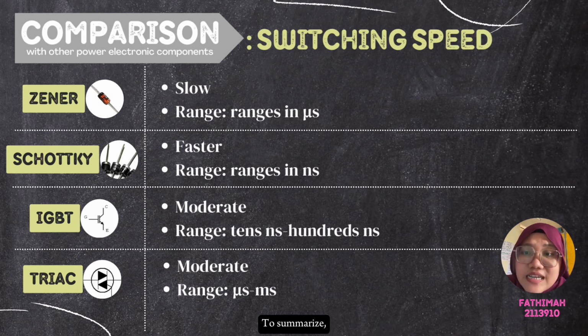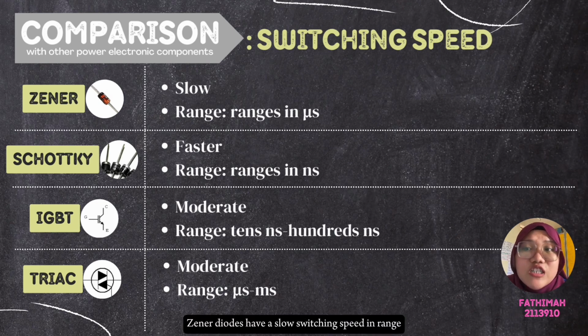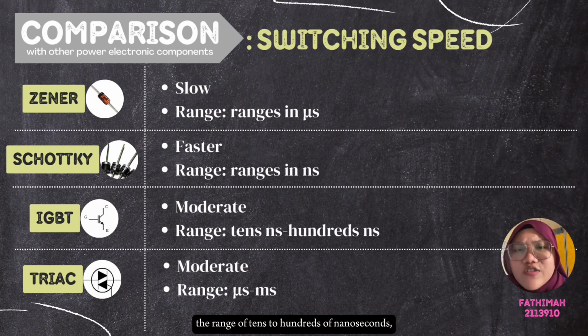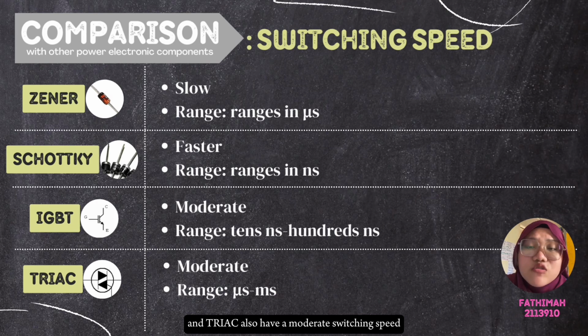To summarize, Zener diodes have low switching speed in the range of microseconds, while Schottky diodes have faster switching speeds in the range of nanoseconds. IGBTs have a moderate switching speed in the range of tens to hundreds of nanoseconds, and triacs also have a moderate switching speed in the range of microseconds to milliseconds.